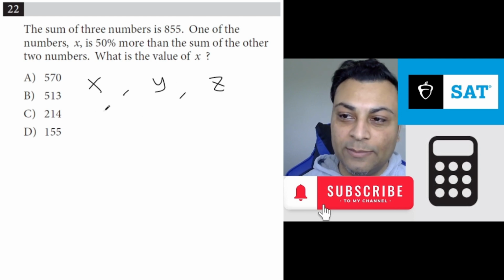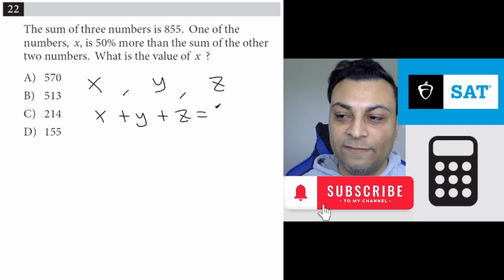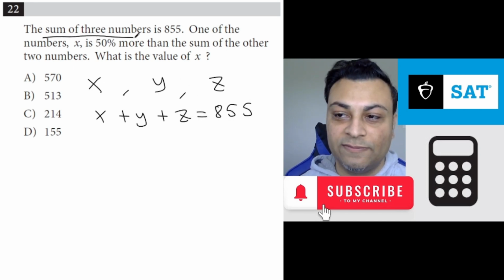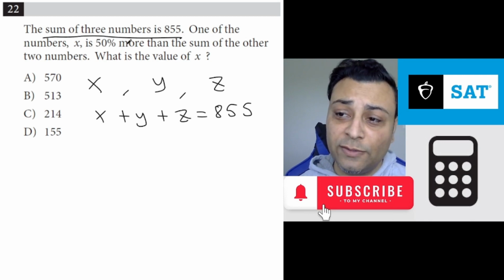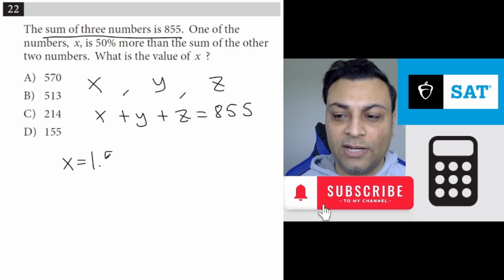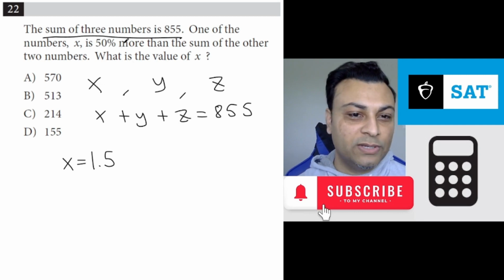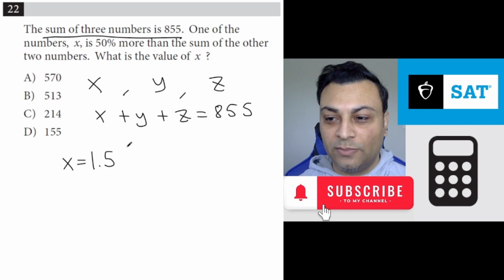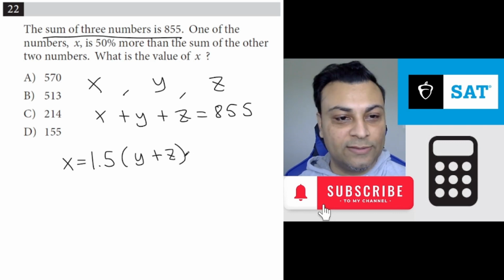So apparently if you add them up, you get 855. That's what they tell us. The sum of the three numbers is 855. One of the numbers, x, so this is x, is 50% more than the sum of the other two numbers. So x is 1.5 times the size. 50% more means 1.5 times as much. The sum of the other two, that means the sum of y and z. And so you get this.